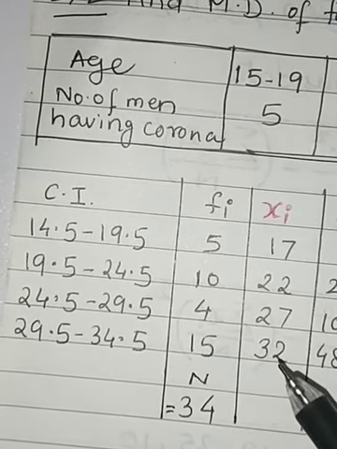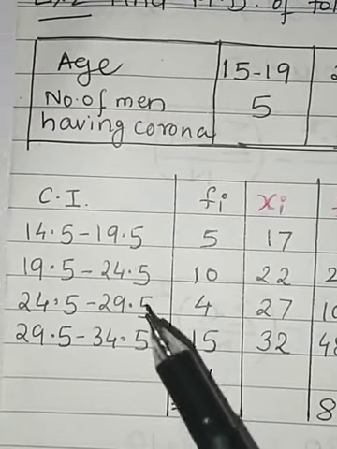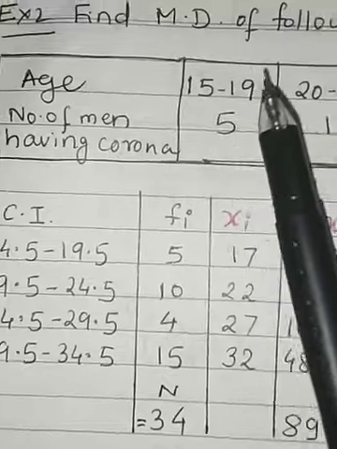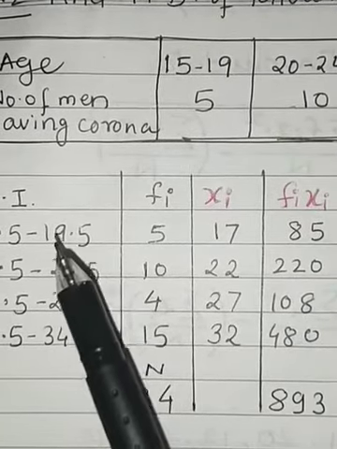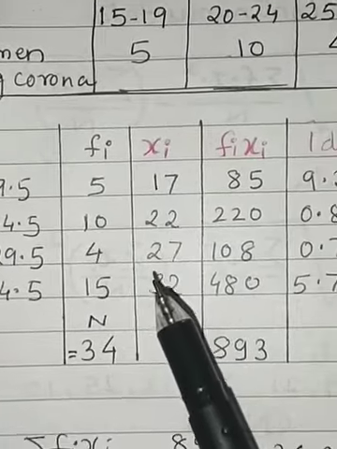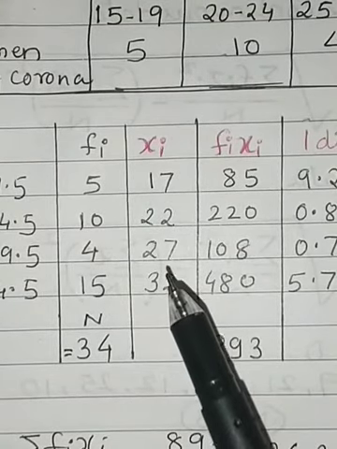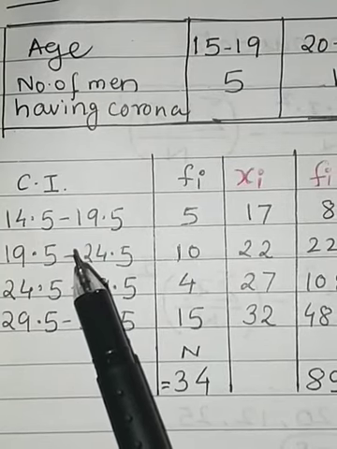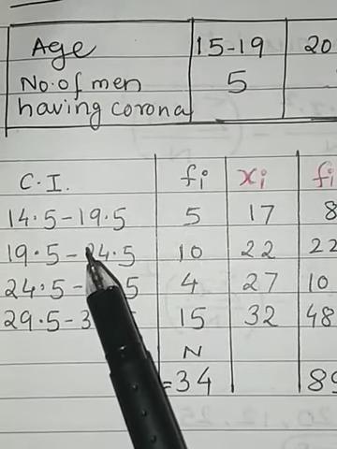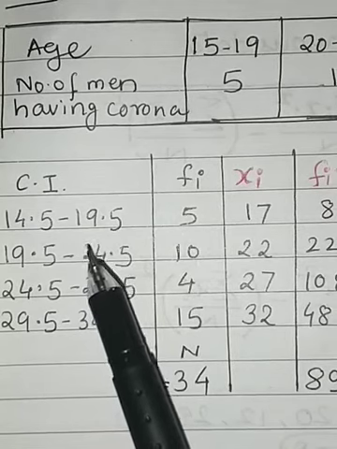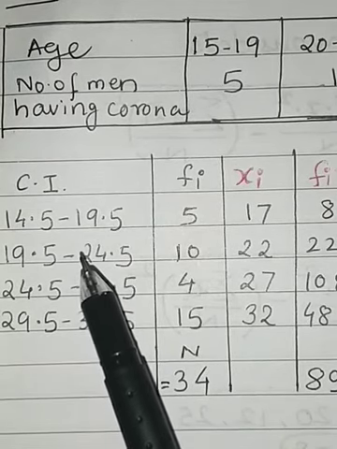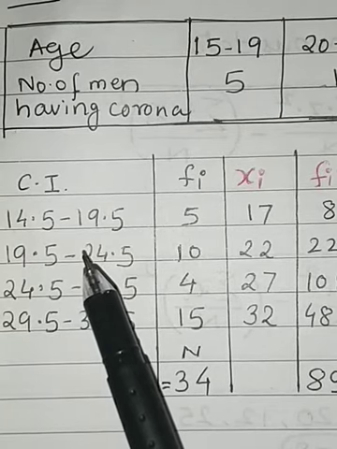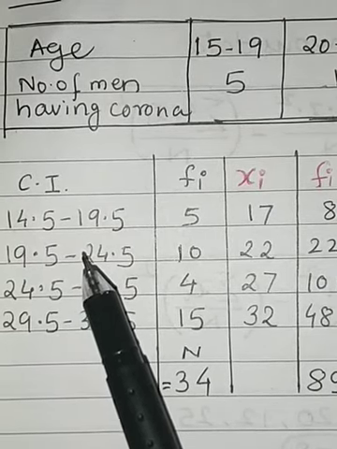Now I would like to mention here that there is no need to modify the class interval. We could have written the same class intervals here and we would have got the same reading here. Okay. So from here onwards, keep a note. There is no need to modify the class intervals. We modify the class intervals only when we find the range, not for mean deviation, not for standard deviation.